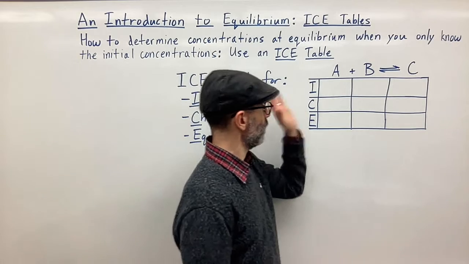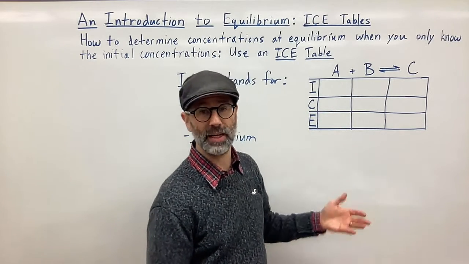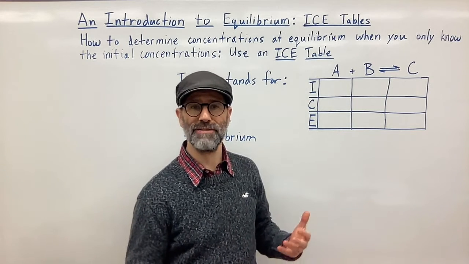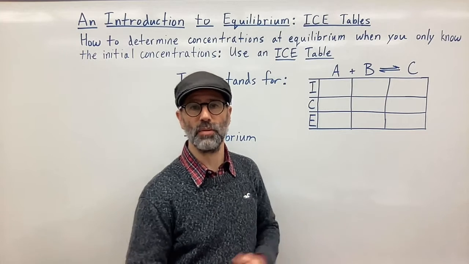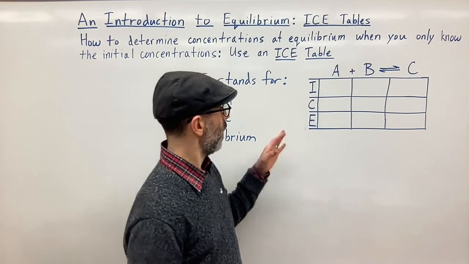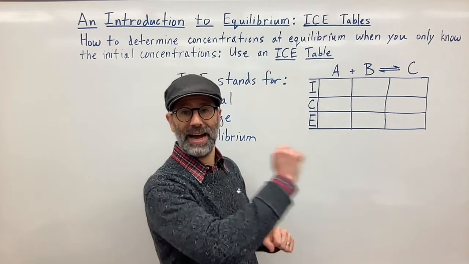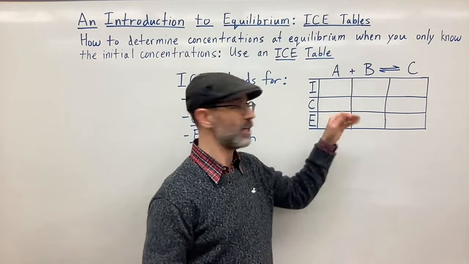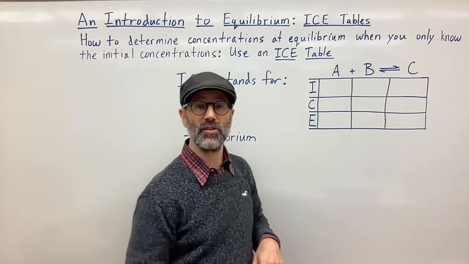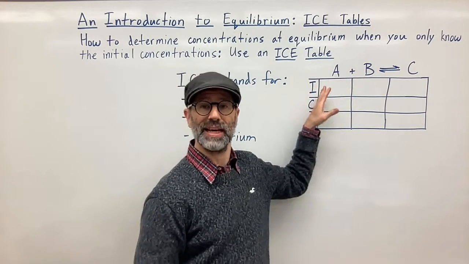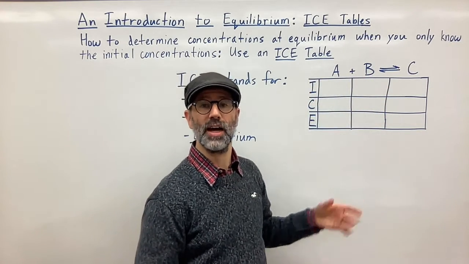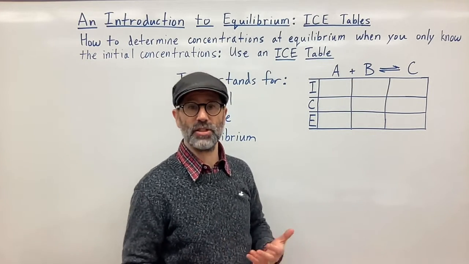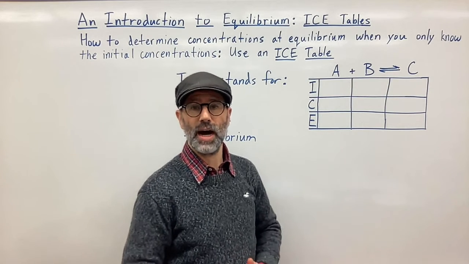Now, if you have something that's a liquid or a solid, as we saw in the other videos, those aren't going to participate or affect the rates or the equilibrium of the reaction. So you can leave those blank or put a dash through the box. We're going to ignore that species in the balanced equation and only focus on things that are gas or aqueous, because those are going to have concentration changes, and so we want to focus on those.